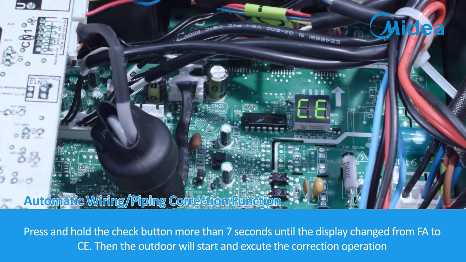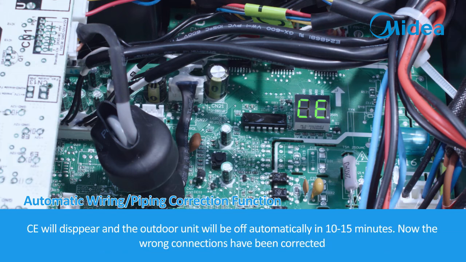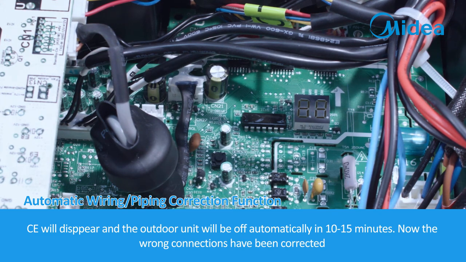Then, the outdoor will start and execute the correction operation. CE will disappear and the outdoor unit will be off automatically in 10 to 15 minutes. Now, the wrong connections have been corrected.